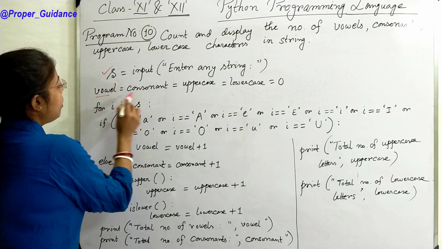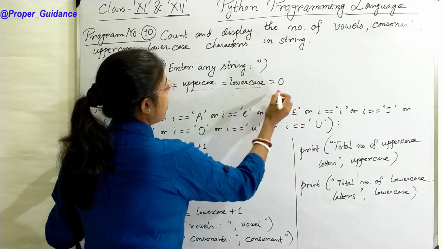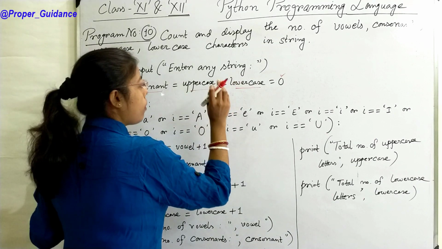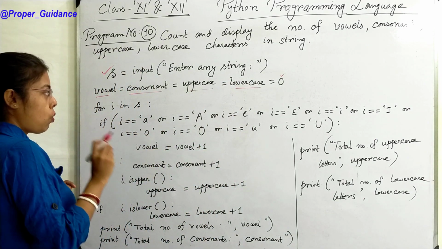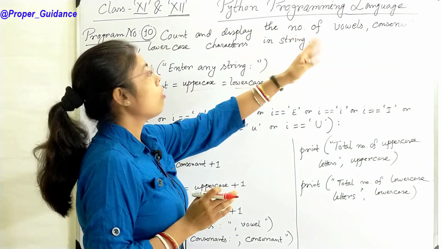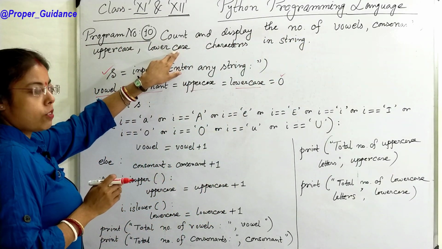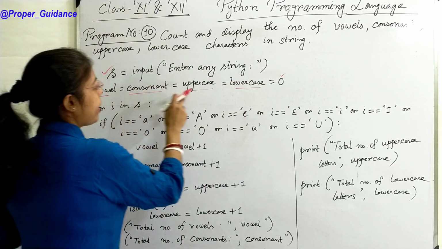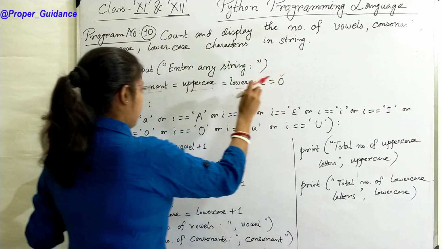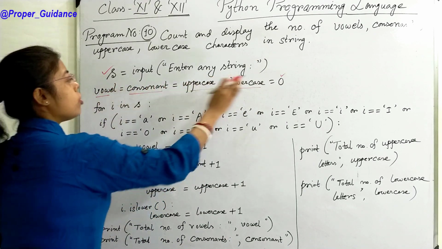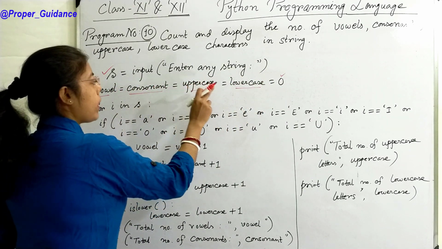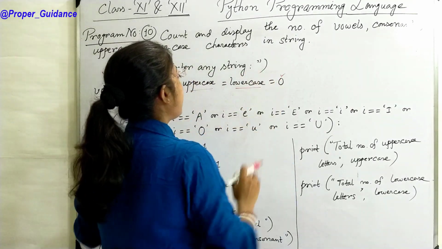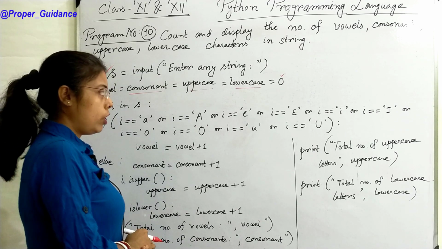Now vowel, consonant, uppercase and lowercase equals 0. That is, these 4 are the variables used to store the count of vowel, consonant, uppercase and lowercase letters in the given string, and we are initializing these 4 variables with 0. Python allows us this multiple assignment in a single line. We know that.